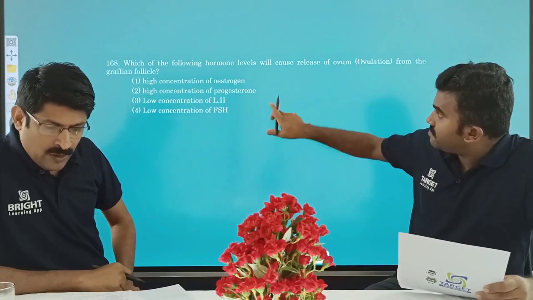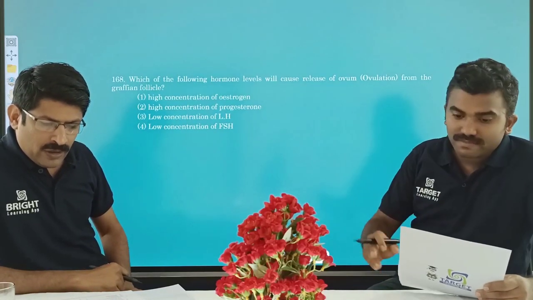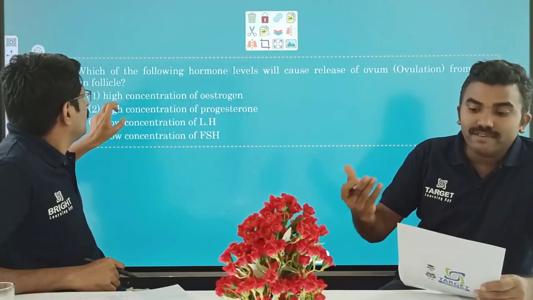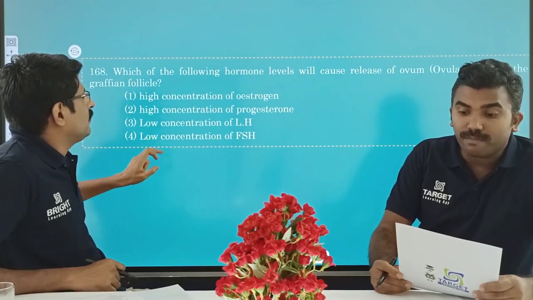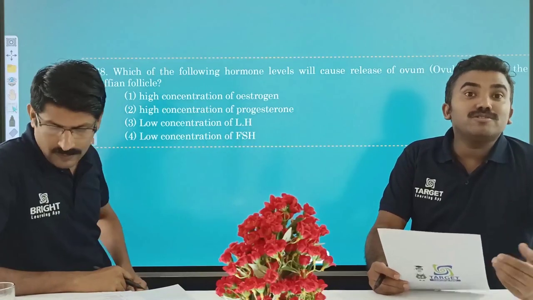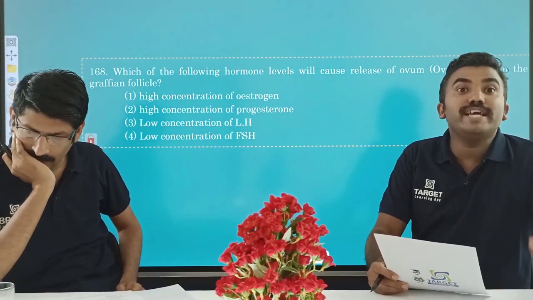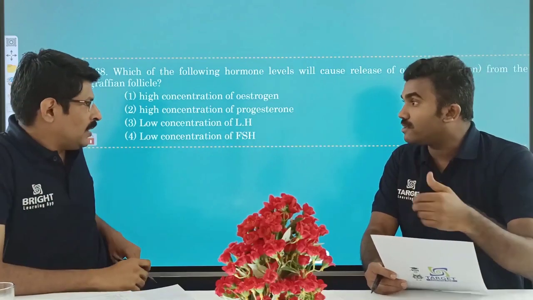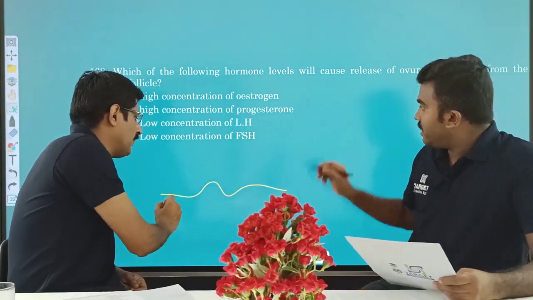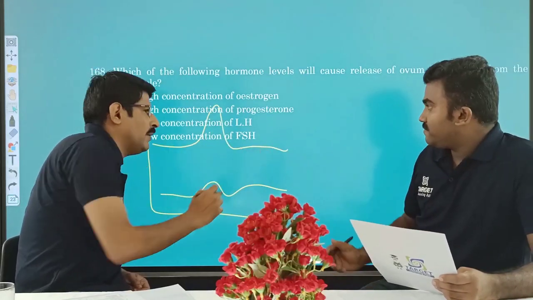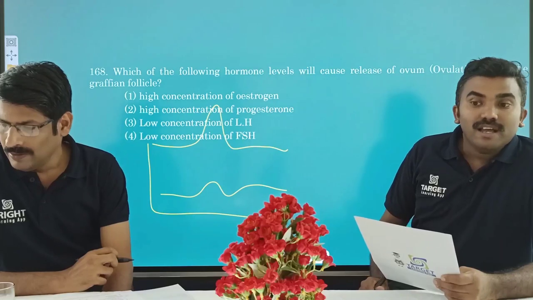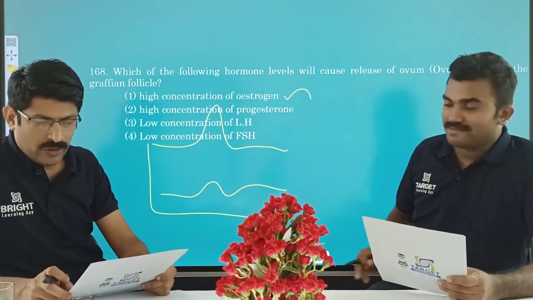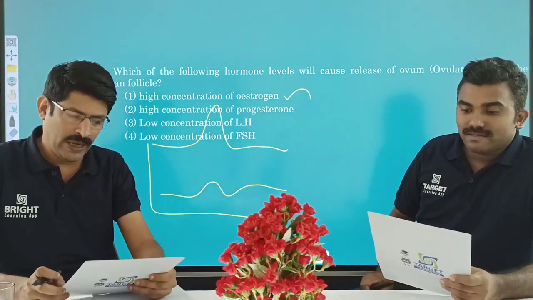Which one of the following levels causes the release of the ovum, ovulation, from the Graafian follicle? Actually, the question asks which hormone level will cause release of ovum from the Graafian follicle. We know that an increased level of LH stimulates ovulation, but here there is no option for that. Instead, it is given that at the time of ovulation the estrogen level is much higher. There is a graph on page number 50. So the answer is high concentration of estrogen. They asked exactly from the graph.